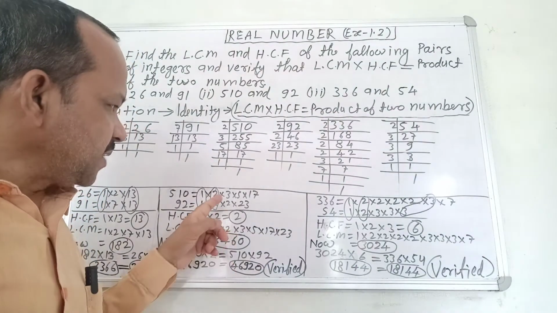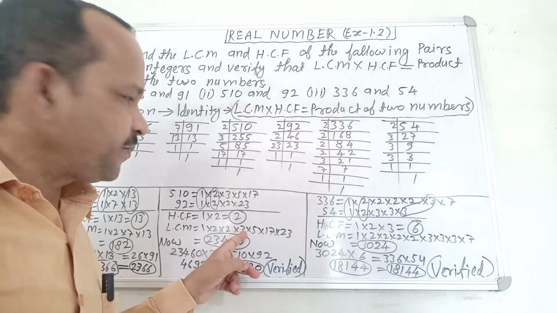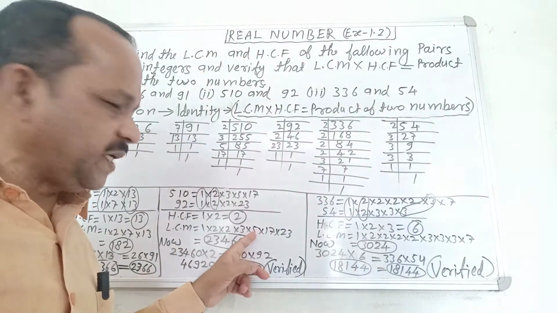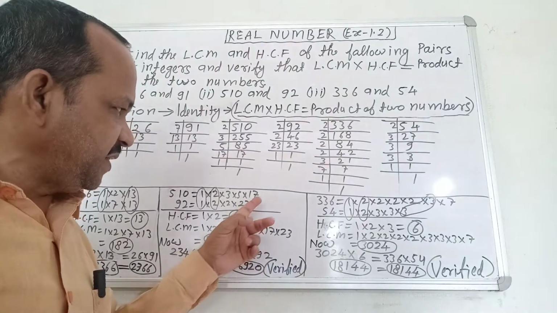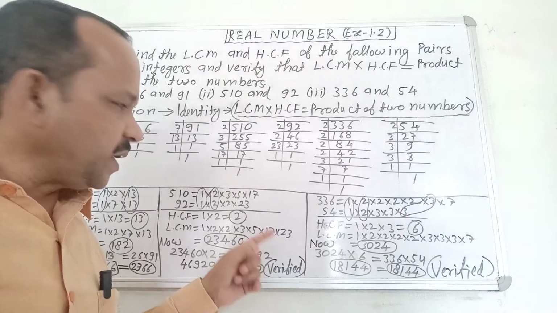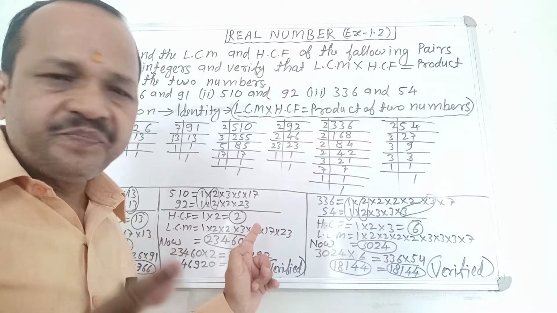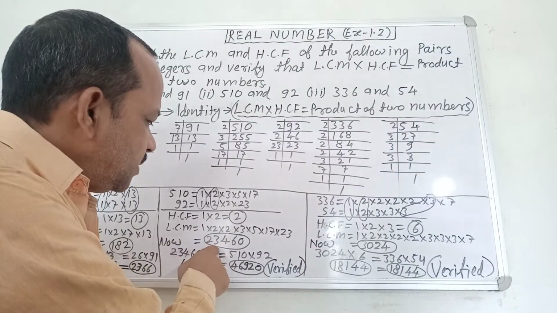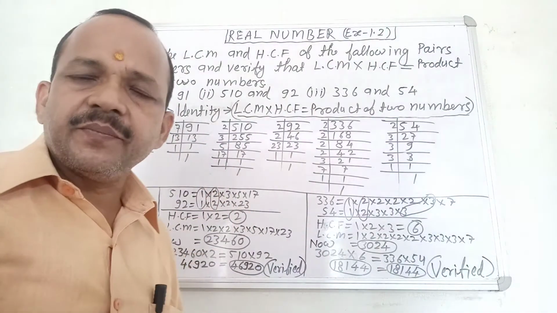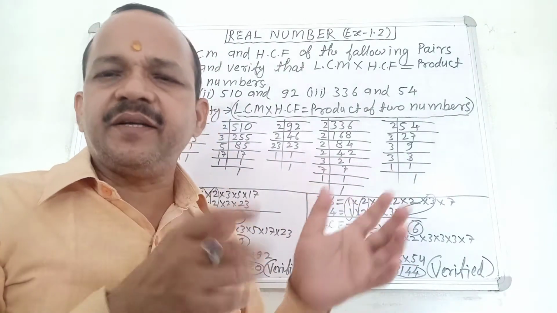Multiply. Here 3 is 1 time in first line, so you write 3. Multiply 5 is 1 time in first line, you write 5. Multiply 17 in first line, you write 17. 23 in second line, you write 23. Clear? Multiply all, you find 23,460 is your LCM.